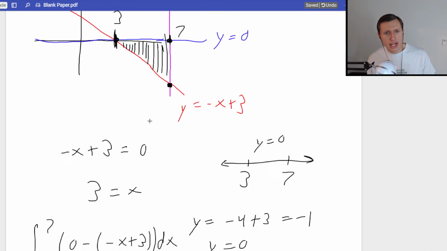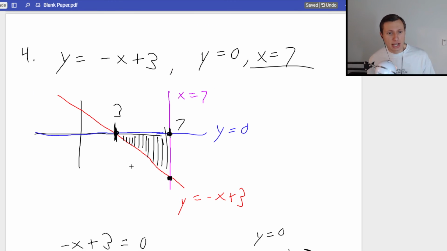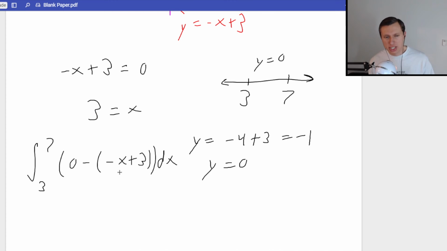And real quick, I want to talk about this because look at this area. This area looks like it should be negative, right? It's below the x-axis. However, there's a reason why when we say area between curves, we want the area to always be positive. And because of that, we have to make a new definite integral to force it to be positive.